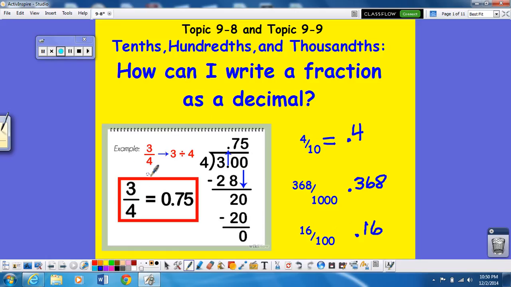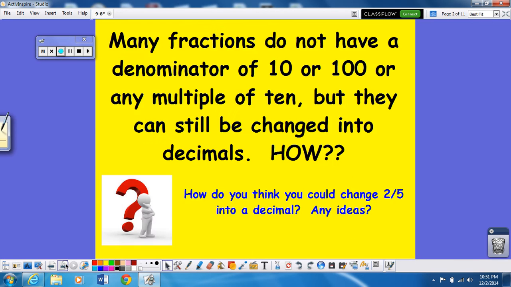It's when you have fractions like this, where your denominator is not a power of 10, that you don't hear a decimal when you say it. So I want to show you today how you can convert that very quickly and easily to a decimal. Many fractions do not have a denominator of 10 or 100 or any multiple of 10 for that matter, but they can still be changed into decimals. How do you think that can happen? Let's take 2/5. How could you change 2/5 into a decimal?